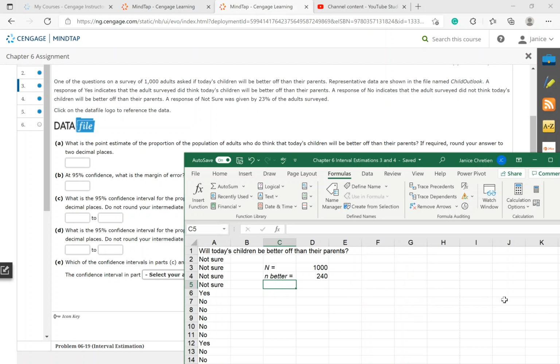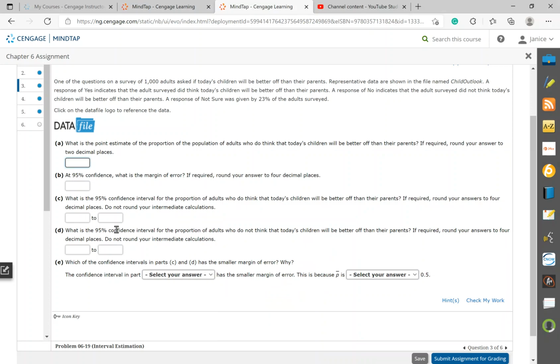Oops, I didn't want to print. I meant to do Control I for italics, and I did Control P. So I need to know what proportion 240 is of the 1,000. 240 divided by the 1,000 tells me that that's 0.24. My p is 0.24. And so that would be my answer there, 0.24.